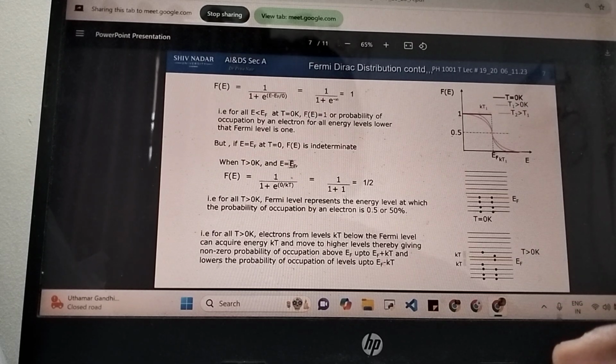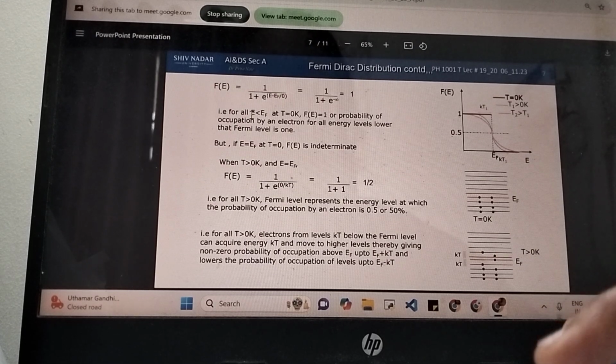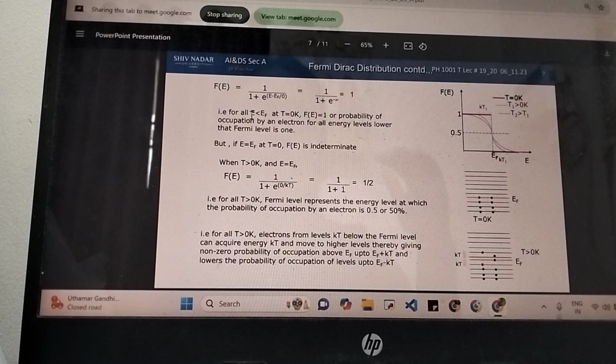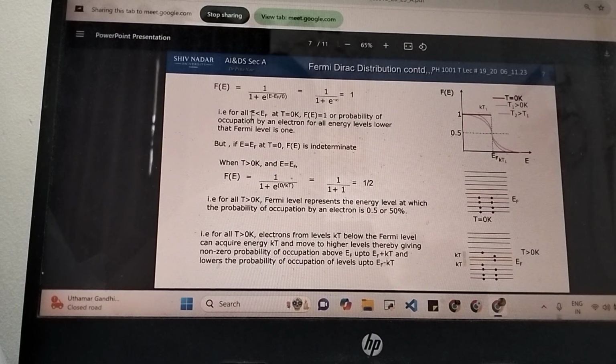So why are we taking E equals EF here, and we took all three cases, E less than EF, E greater than EF, E equal to EF there, is because there T equals 0 is the normal condition. There we wanted to define what the Fermi level is in terms of the levels above it and the levels below it. So that is why we took three cases, and we understood that the levels above it cannot be occupied, the levels below it must be occupied. The Fermi level itself, it might be occupied or not, but we cannot mathematically define its probability of occupation.